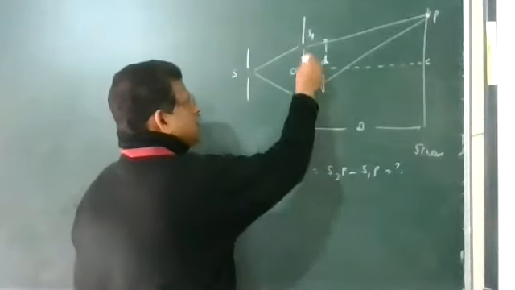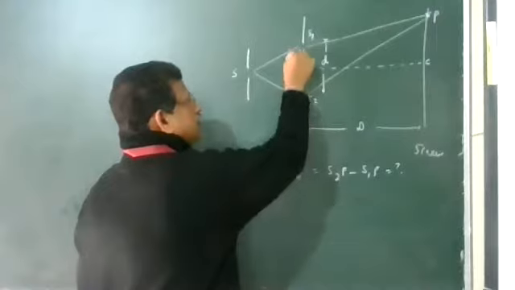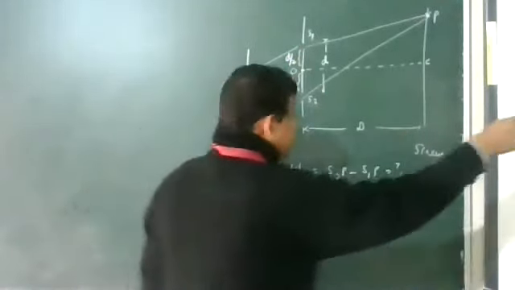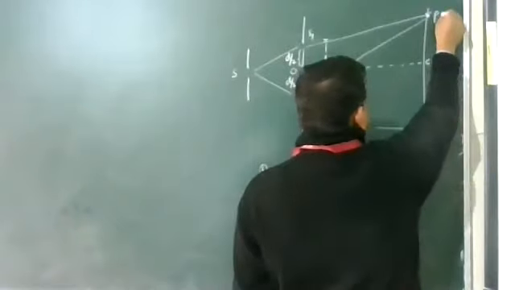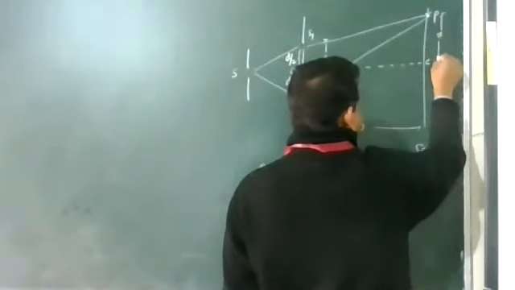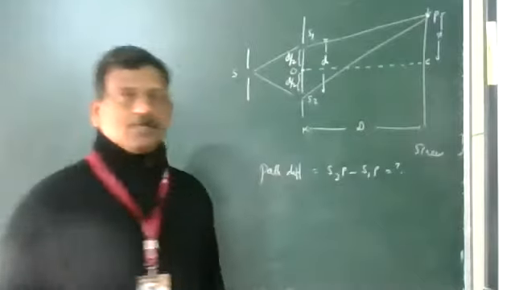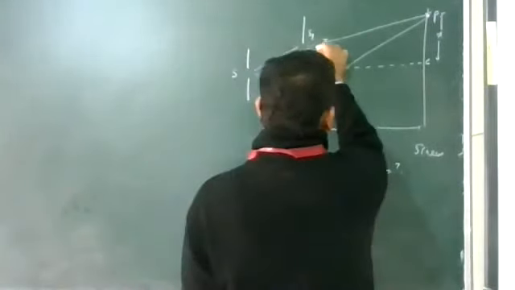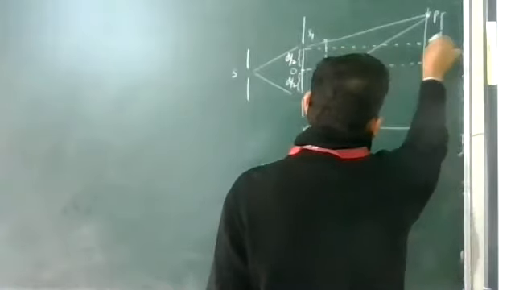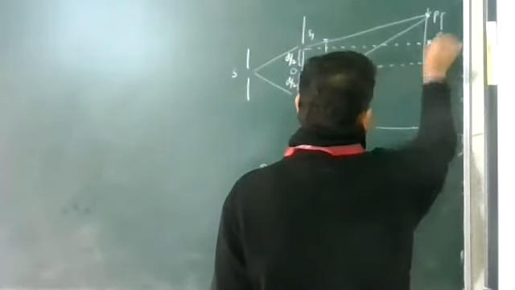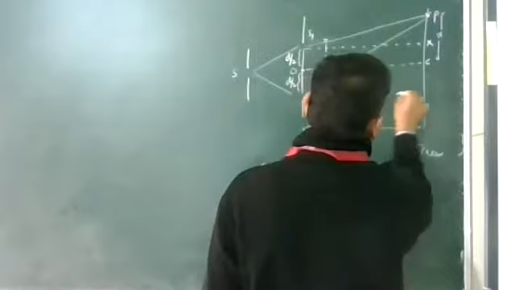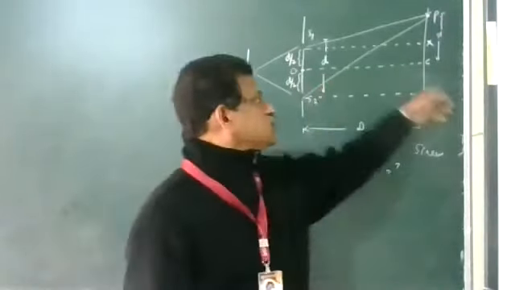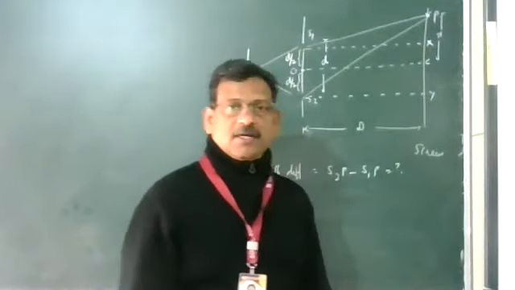So this is the center point. Half distance will be equal to d by 2. This half distance is equal to d by 2. And take the point P on the screen, say at a distance x. The point P on the screen is at a distance x from the center. Draw perpendiculars from S1 and S2 to the screen, marked as X and Y.